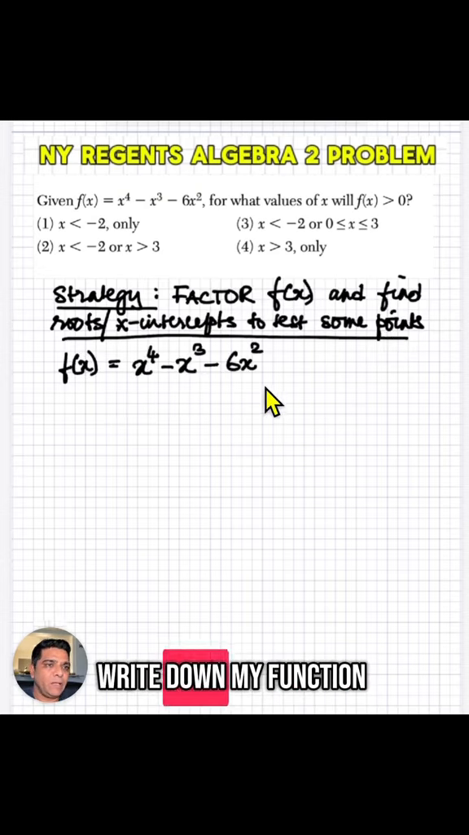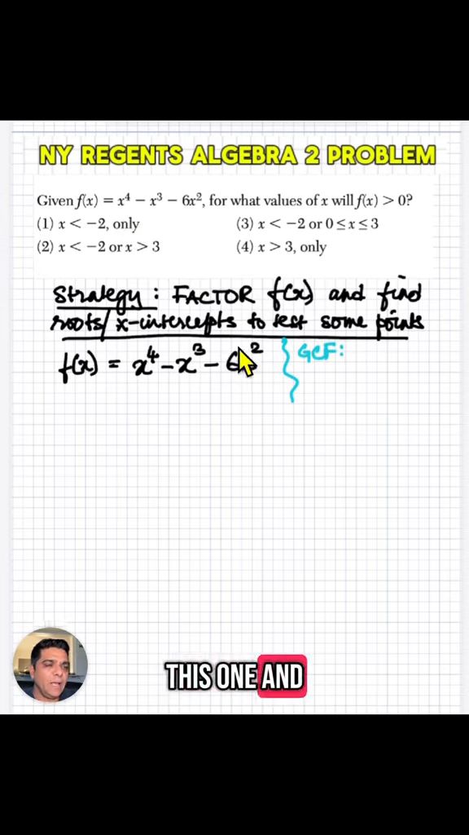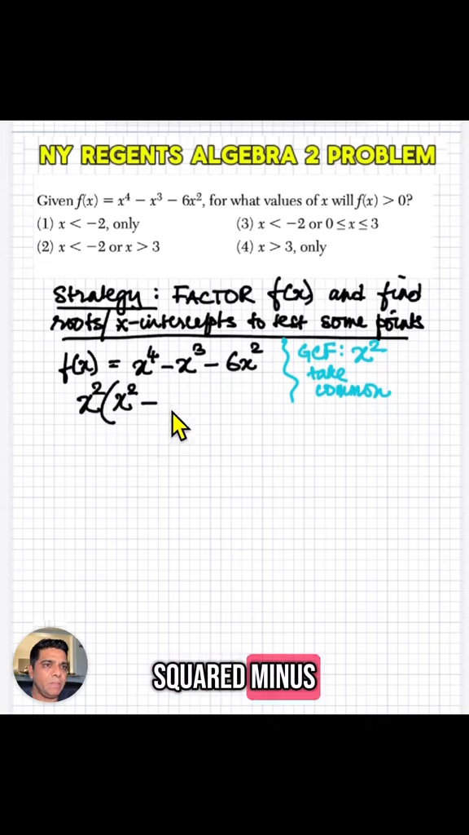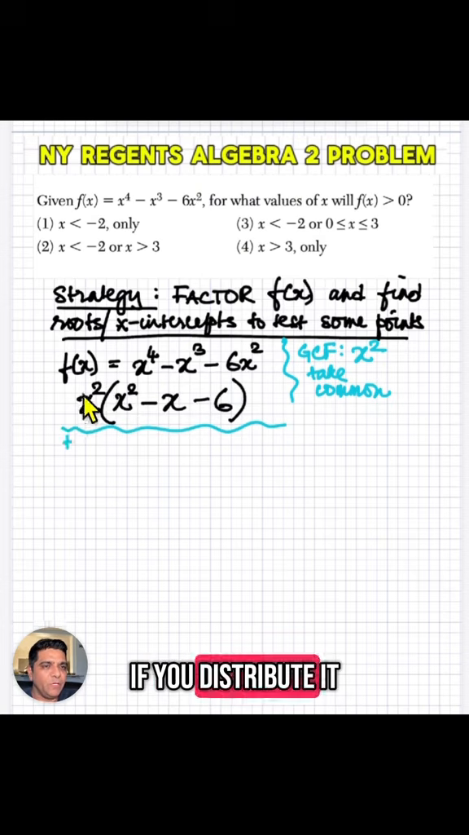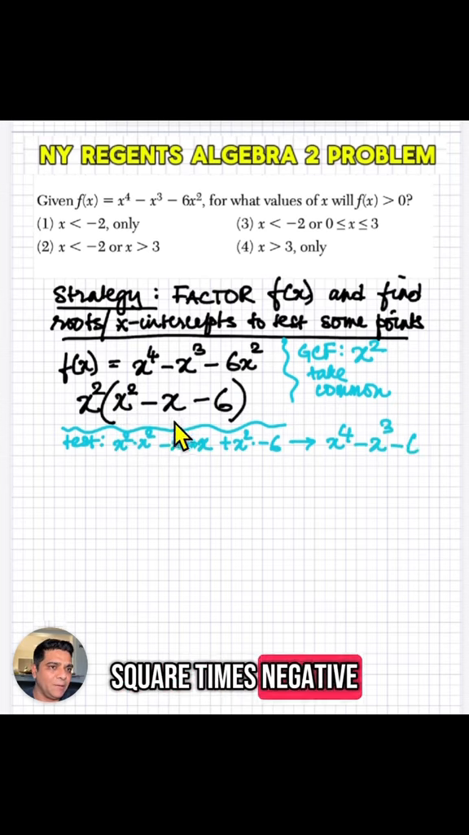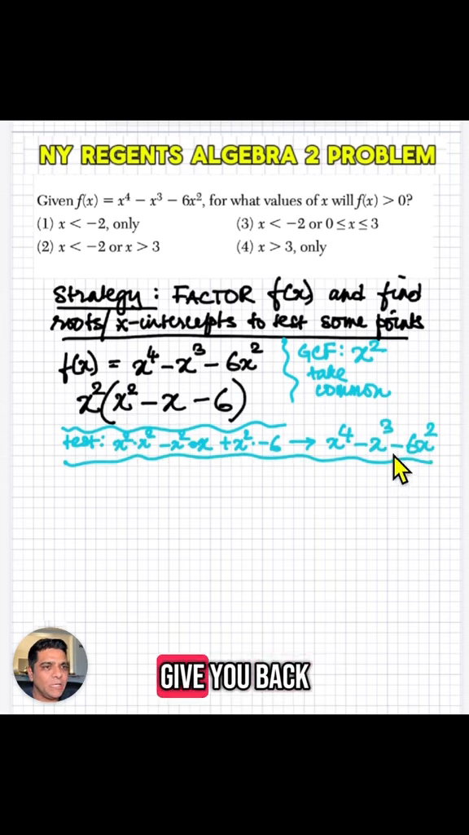So I'm going to write down my function, and then the greatest common factor is x squared. Let's bring that out of a parentheses, and then we can write x squared times x minus 6. The idea is that if you distribute it, you should get back this. So you can test it out yourself: x squared times x squared, times negative x, squared times negative 6 should give you back the original. And if it does, then we're good.